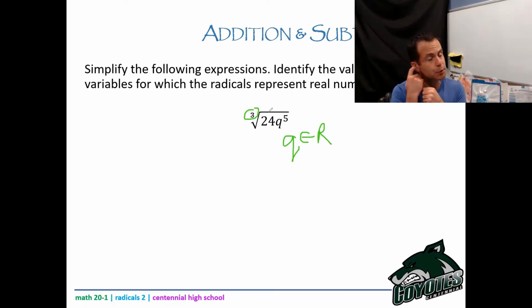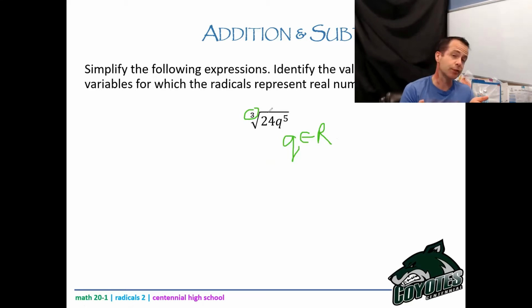So from 24, the perfect cubed bit would be 8. Remember, the process here stays the same. The only thing that changes is your list. Now you're looking for those perfect cubes. So you're looking at 8, and you're looking at 27 and 64 and 125 and 216, that list that you all memorized diligently for me. So 8 is the one that works here.